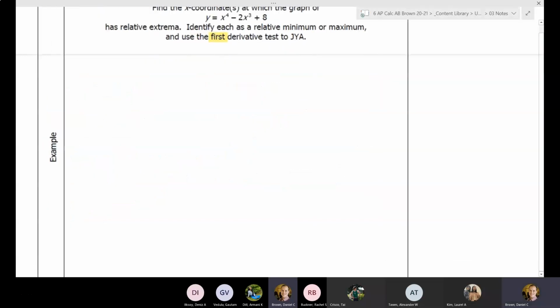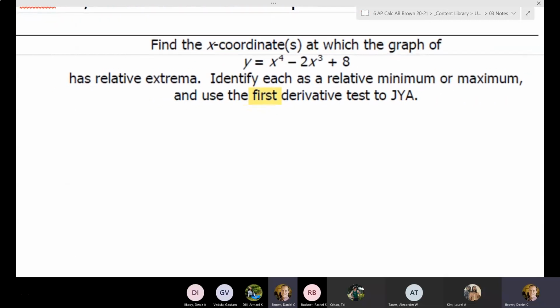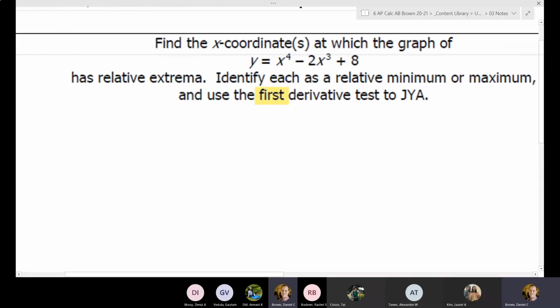So here's the example I want you to do. Go ahead and do it without me. I think most of you can go ahead and start it. I have the function y is equal to x to the fourth minus 2x cubed plus 8. And I want you to identify the relative extrema using the first derivative test. So again, exactly like intervals of increasing and decreasing: find your critical points, make a sign chart, and then use that sign chart to justify your answers.